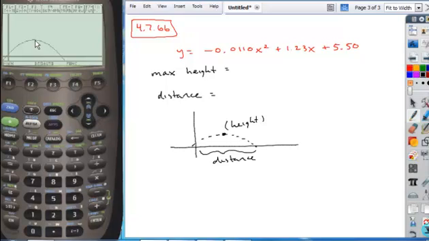So this location is going to give me my maximum height. The height is the y-coordinate that corresponds to the horizontal distance traveled. So if I go to the F5 Math tab, select a maximum. My lower bound needs to be to the left and below that vertex. My upper bound needs to be to the right and below that vertex. Once I hit that, it should give me the coordinates here.